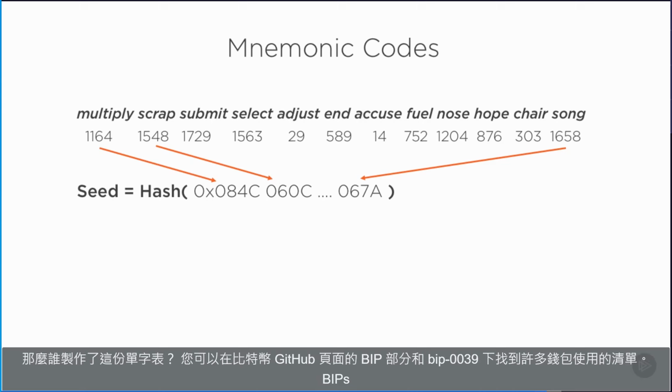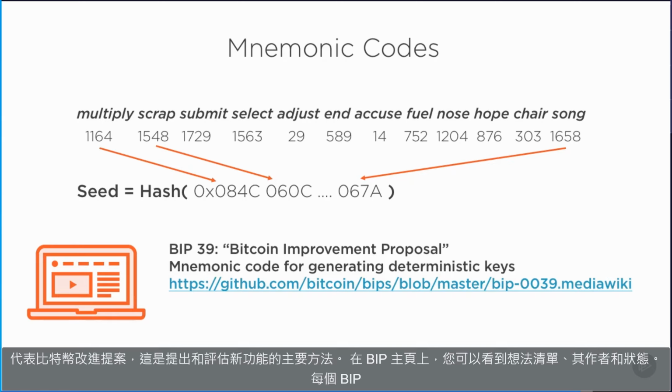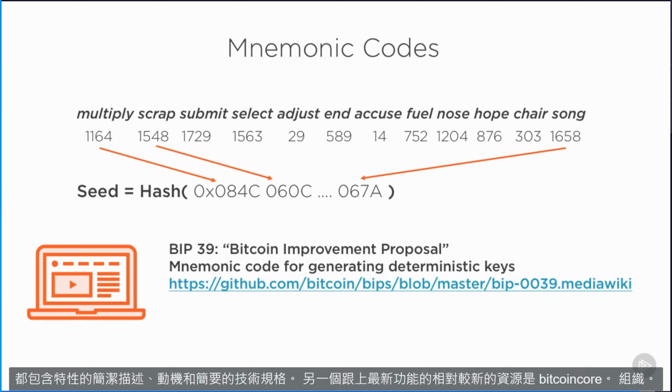You can find the list used by many wallets at the Bitcoin GitHub page under the BIPs section and BIP39. BIPs stand for Bitcoin Improvement Proposals, and this is the main method new features are proposed and evaluated. On the main BIP page, you can see a list of ideas, their authors, and status. Each BIP contains a concise description of the feature, motivation, and a brief technical specification. Another relatively new resource for keeping up with the latest features is bitcoincore.org.